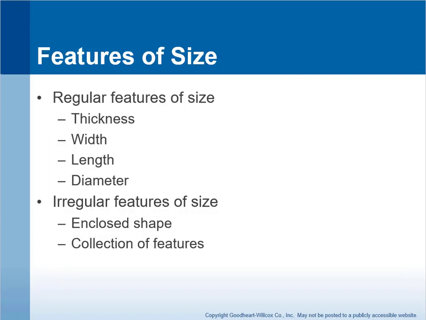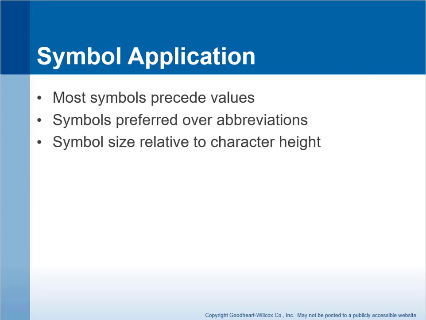Now, let's talk about some definitions. Here's one that we're going to be talking about in this class a lot, which is called a feature of size. A regular feature of size would be a thickness or a width of a part or a length, an overall length of like a bar, for instance, or the diameter of a hole, or the outside diameter of a cylindrical feature.